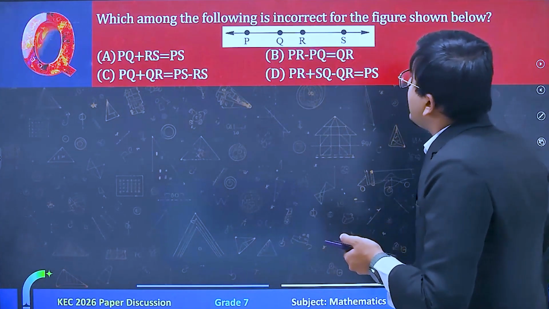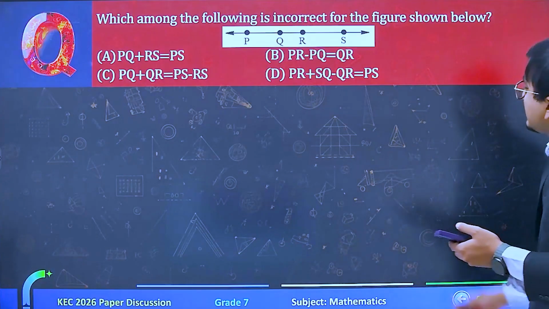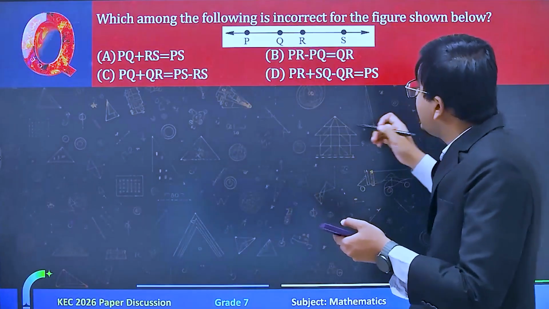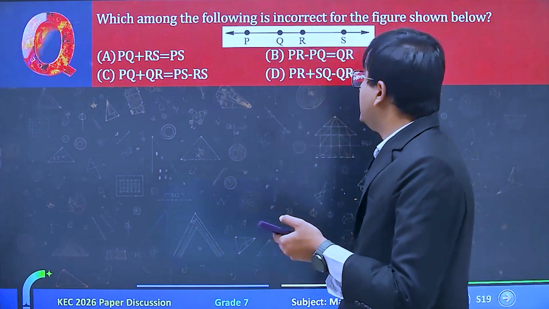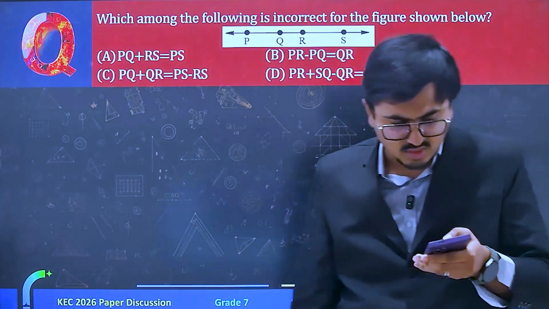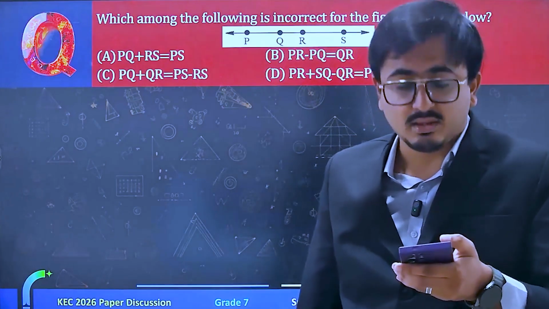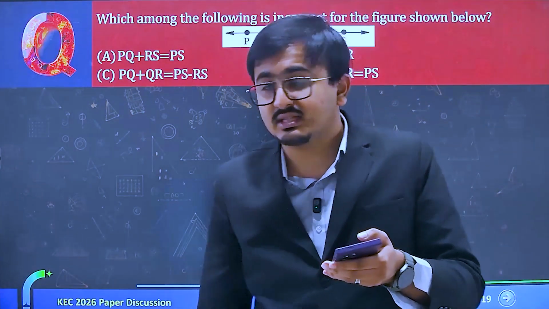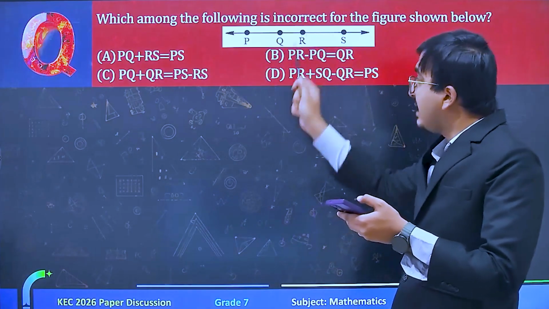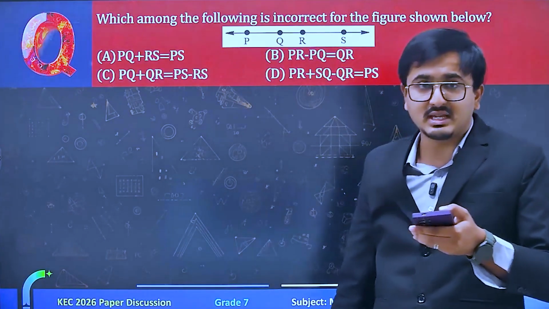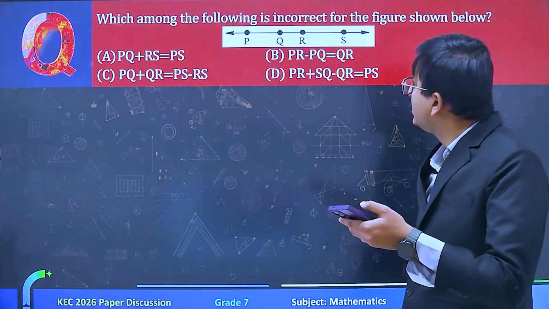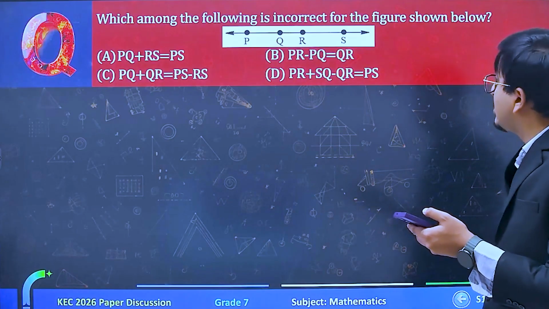Okay, next. Which among the following will be the correct representation? Come on, this was a very easy question. A, absolutely. Okay, let's see. PQ plus RS is not PS. A is not the correct answer. This is not continuous, guys. There is a gap of QR. A is not the correct answer.